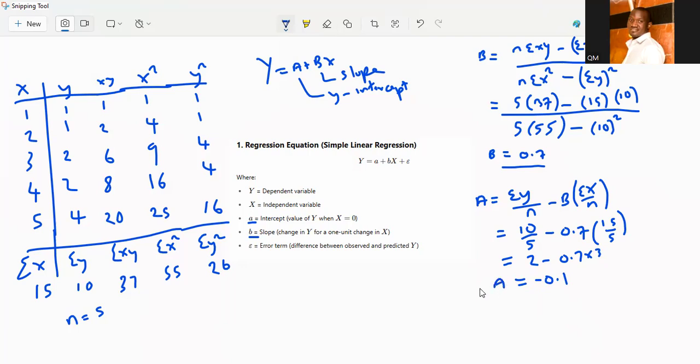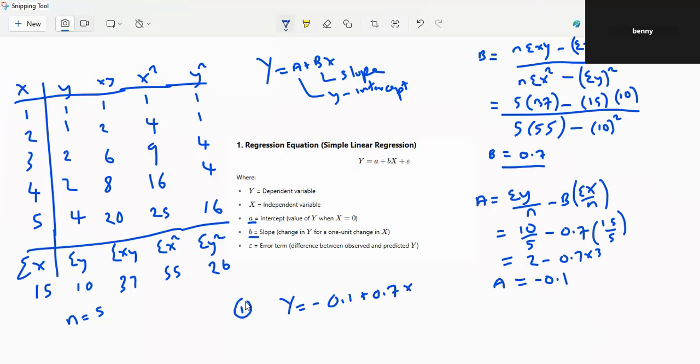So collectively, this helps us come up with a regression equation. What becomes our regression equation with the parameters that we have? Y is equal to what? Negative 0.1 plus the b we found, which is 0.7, times x. You leave the x as it is. So this is how we find the regression equation. It comes from all this to all that.